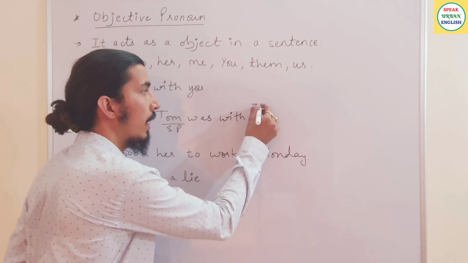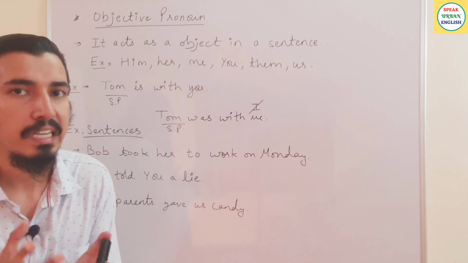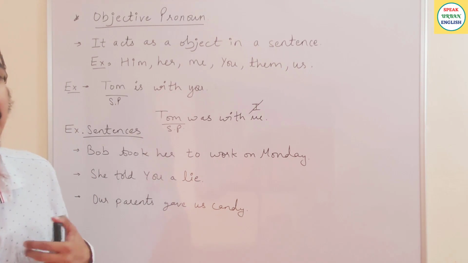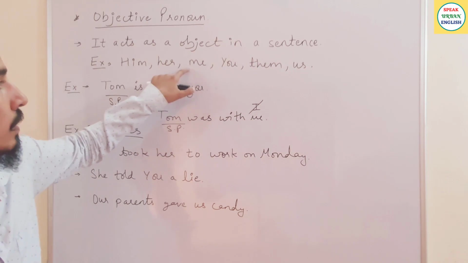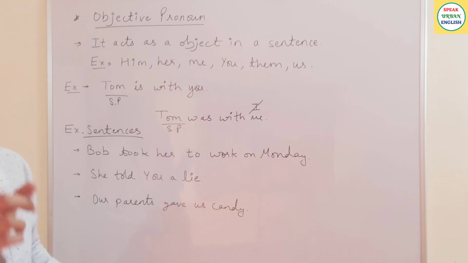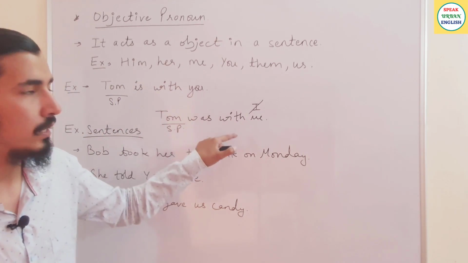I haven't used I. Why? Because me here is an objective pronoun. Okay guys, I am acting as an object, so I will use me. I will not use I. I will never say Tom was with I. No, Tom was with me.